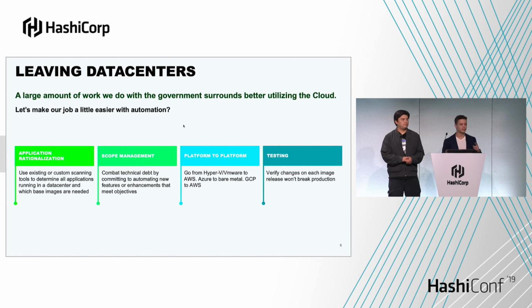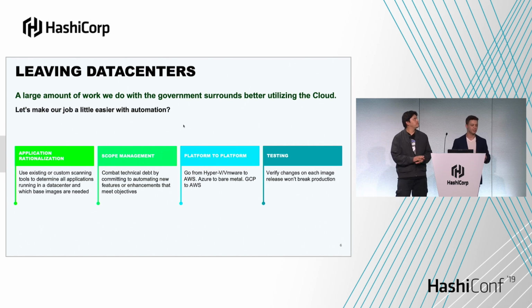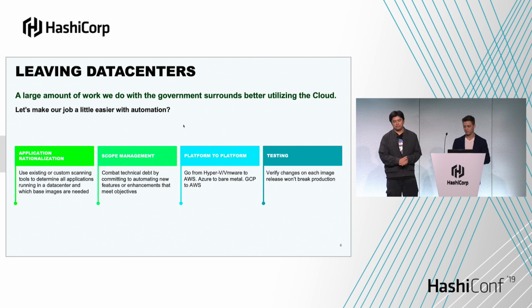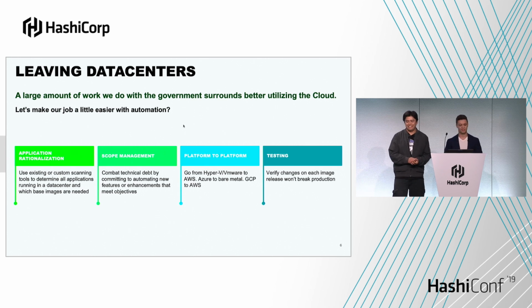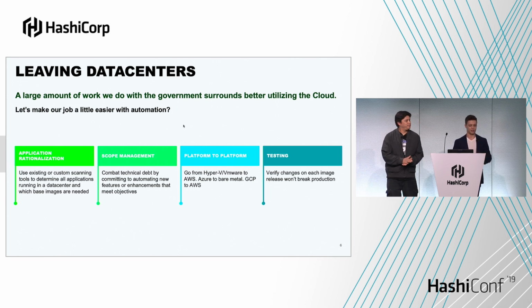So what about the leaving data centers part of it? I put that in. I think we both think that it's kind of flashy, but this actually helps. This really comes into play here. A large amount of what we do with the federal government involves using cloud better, not just moving to it. And we think that using automation here is a key part in the pipeline approach.